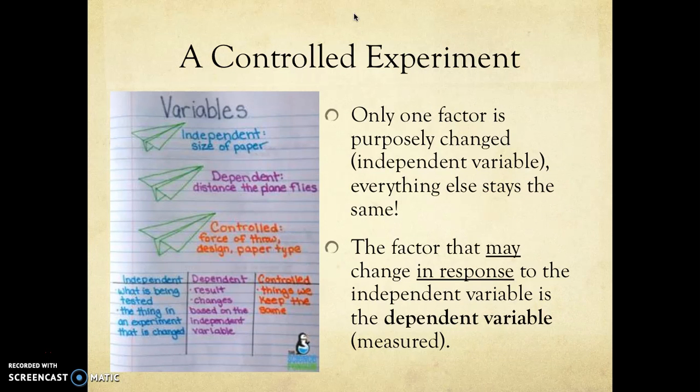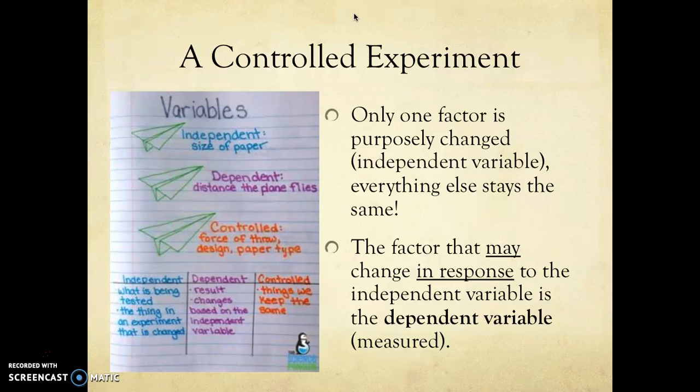Now, a controlled experiment. Basically, what this means is an experiment is done where only one thing is purposely changed. We want to keep everything else the exact same. So the only thing that is changed is called the independent variable. Now, we then measure something else. The factor that might change in response to the independent variable is the dependent variable.